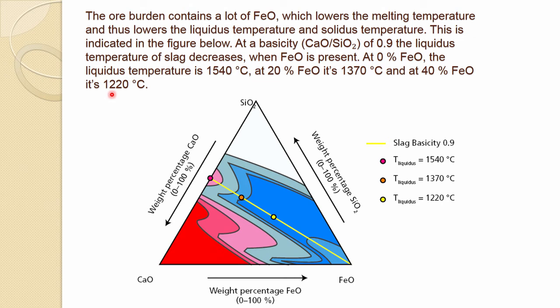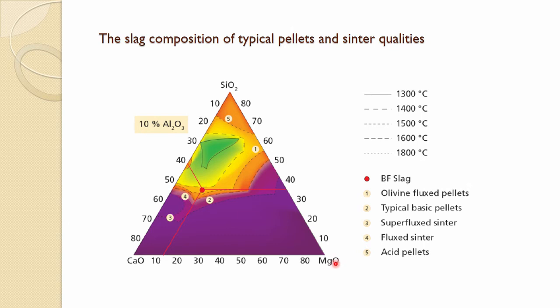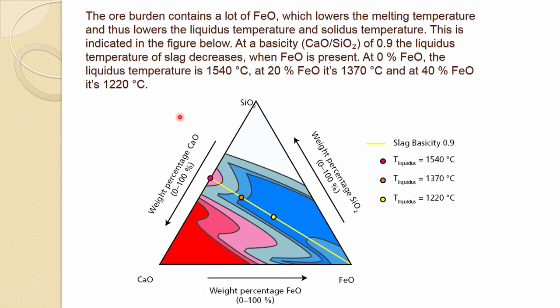So, again the ternary diagram is mostly taking the composition of SiO2, CaO, FeO, but you know in the actual blast furnace this is not the case. You have many other components. Of course you have MgO, you have Al2O3, you can have a small amount of manganese and so forth. These all will also contribute to lowering the temperature, but at the moment we are just talking about the effect of FeO on the solidus temperature and liquidus temperature.